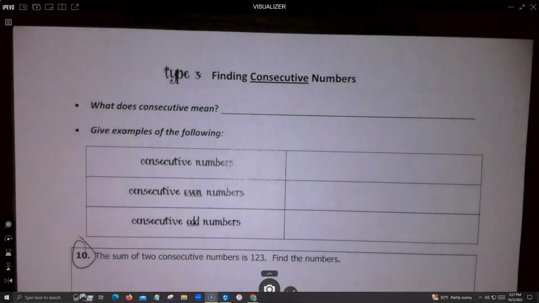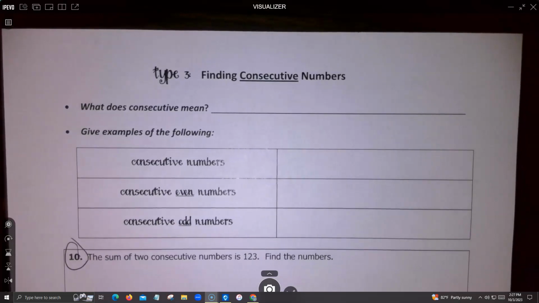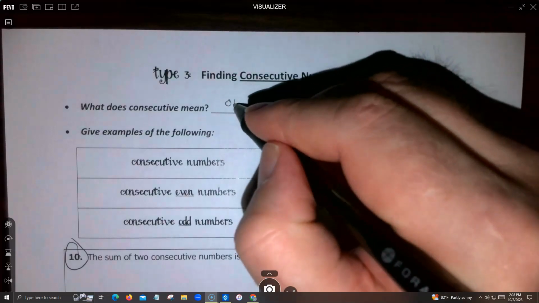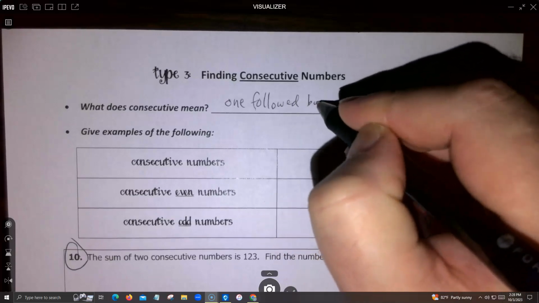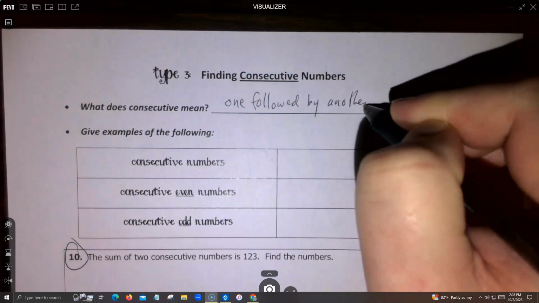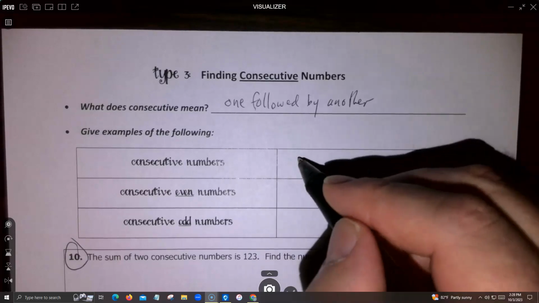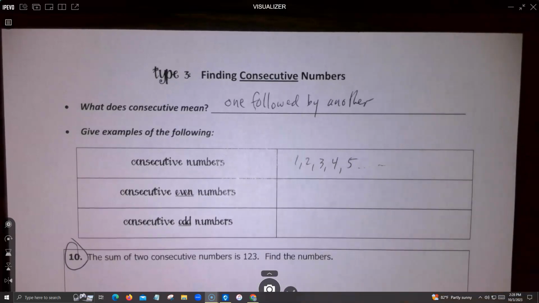Our last lesson for using equations to solve word problems is finding what's called consecutive numbers. Okay, what does consecutive mean? Well, consecutive means one followed by another. Consecutive numbers would be numbers that follow each other. So consecutive numbers would be 1, 2, 3, 4, 5, and so on. Those would be considered consecutive numbers.